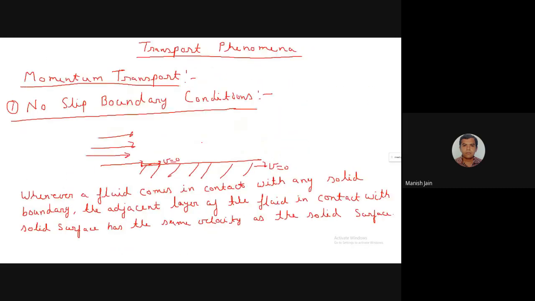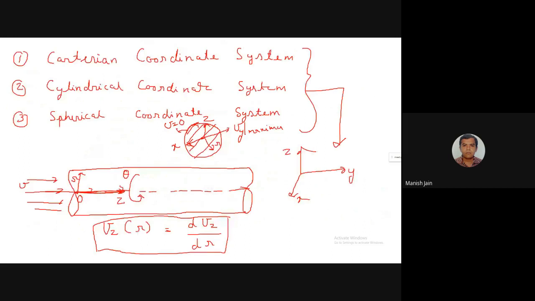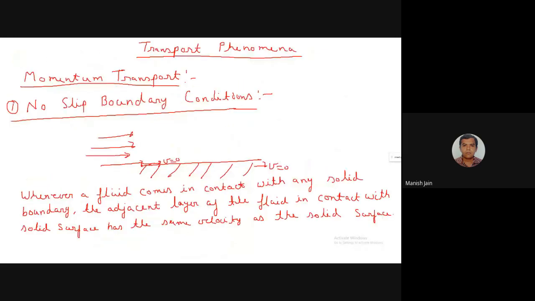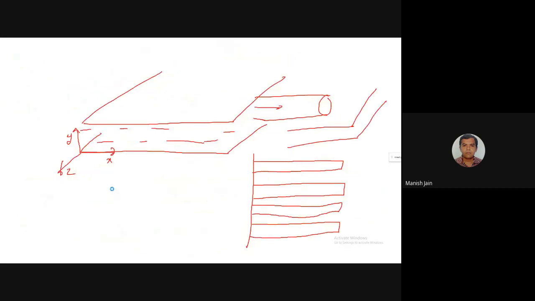Suppose you are solving the flow inside a pipeline. Okay, so you have to put the coordinate system at the center of the pipeline. Then only you will get the symmetry in the system. If you take it at a corner, then your symmetry will not be there. So you have to put the coordinate system at the center of the pipeline. Okay, so that is very important when you solve transport phenomena problems. Make sure that you take the coordinate system very carefully. Okay, so we have completed the no slip boundary condition and how to take the coordinate system.